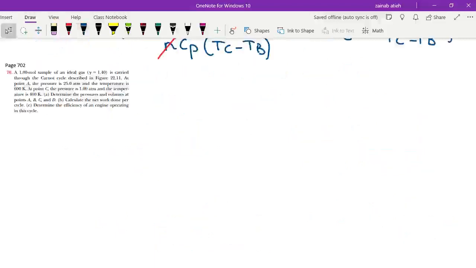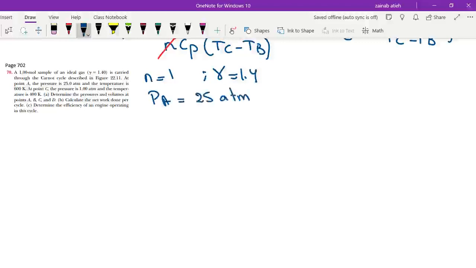This is the last problem I'll be solving in this chapter, problem 70, page 702. A 1 mole sample of an ideal gas, gamma equals 1.4, is carried through the Carnot cycle described in figure 22.11. At point A, the pressure is 25 atmosphere and the temperature is 600 K. At point C, the pressure is 1 atmosphere and the temperature is 400 K. So he's giving me some information. Let me write them. n equals 1 mole, gamma equals 1.4. And he's giving me the pressure of A. So pressure of A is equal to 25 atmosphere.